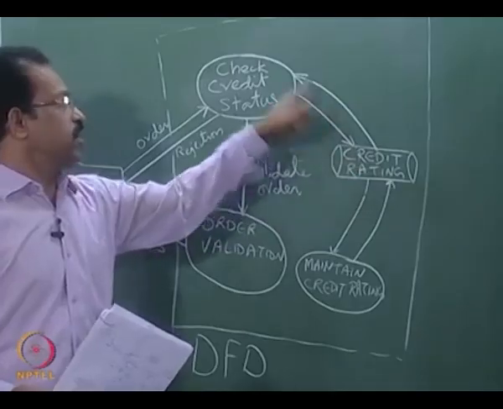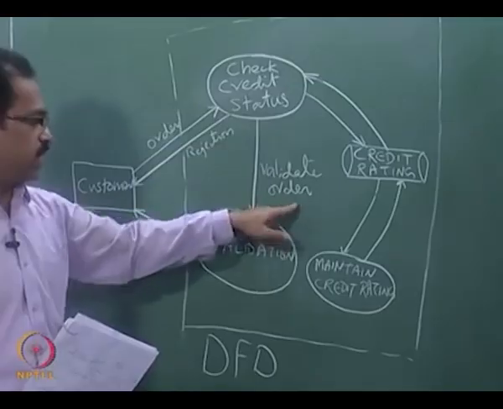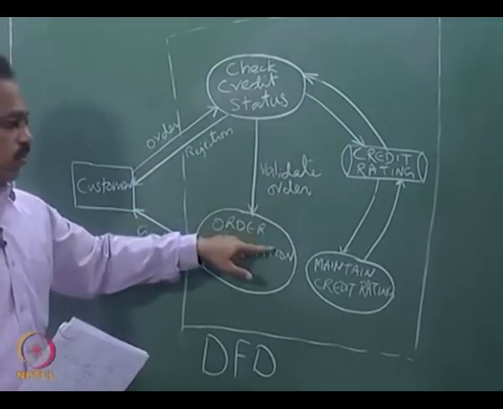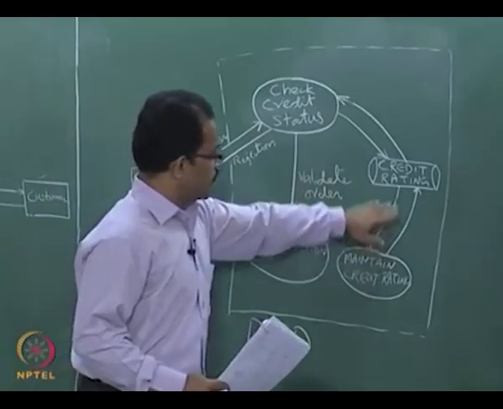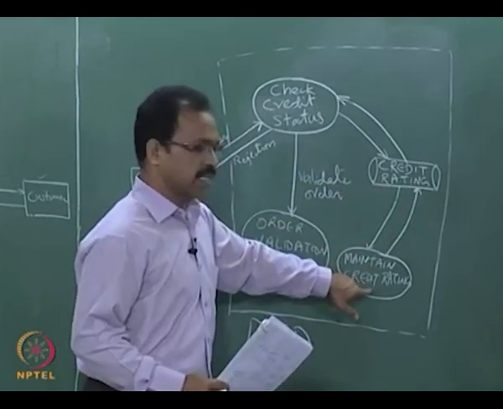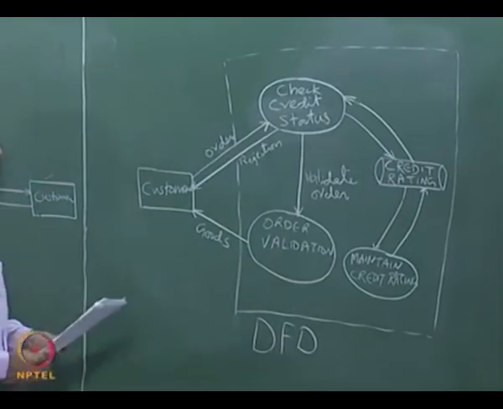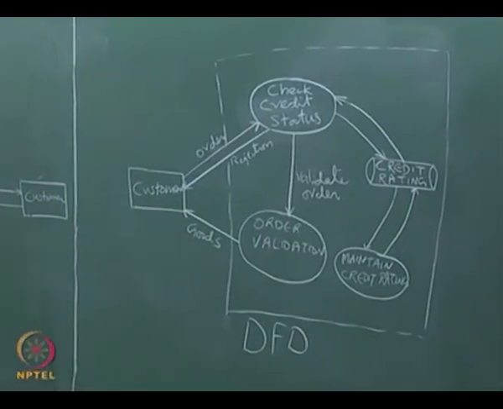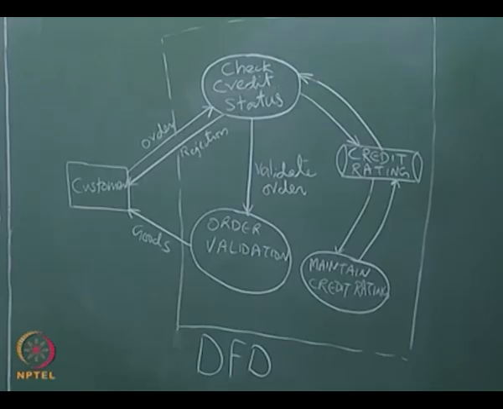Based on that information the credit status will be accepted or rejected, and if it is accepted, then the order will be validated. That order validation function will do that process, and then once it is validated, the goods will be delivered. At the same time the credit rating will be updated based on the information provided to the database, and this maintenance of the credit rating will be done by this process based on the information it gets from the credit rating database. So this is the way the data flow diagram is created for a particular transaction. Like this you can have various transactions, and various processes can be easily modeled using the data flow diagram.